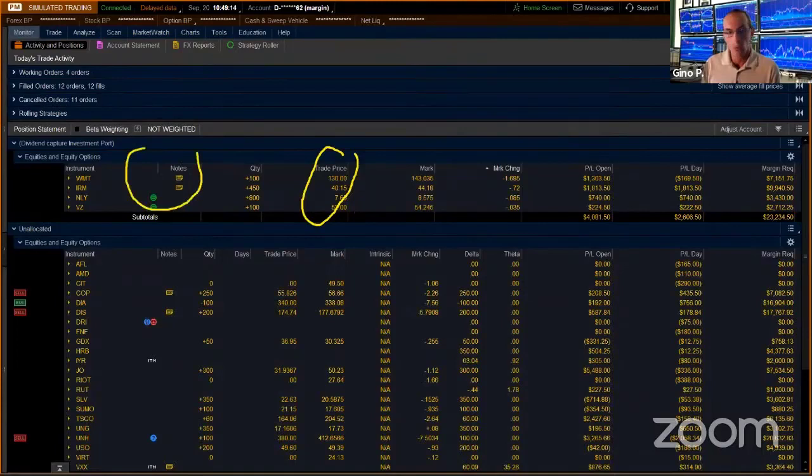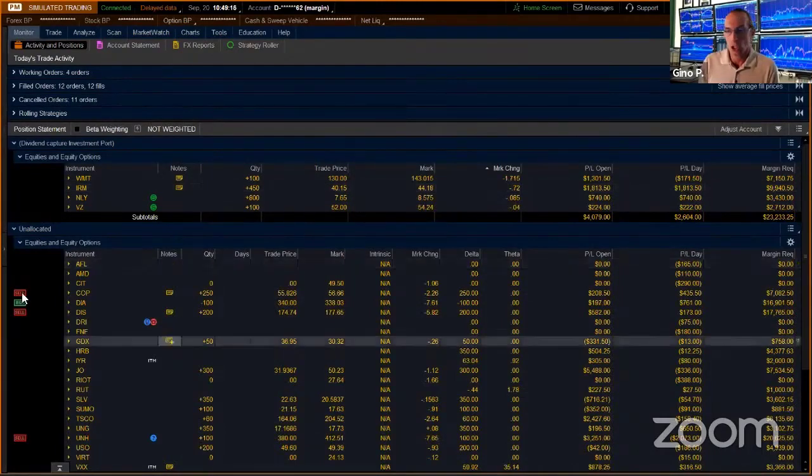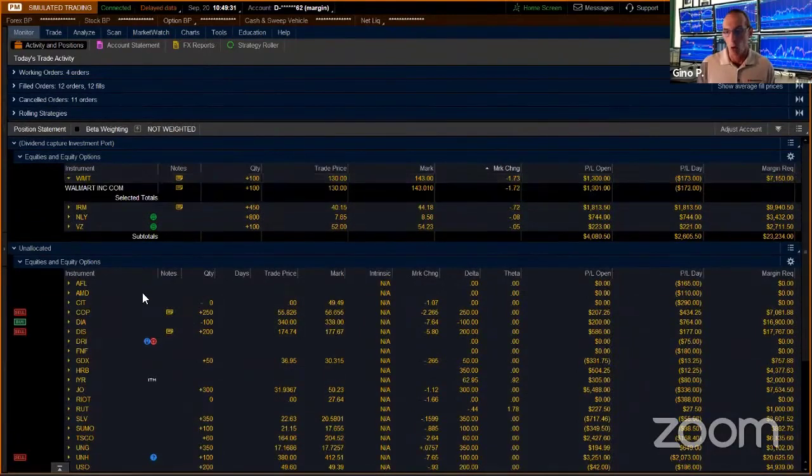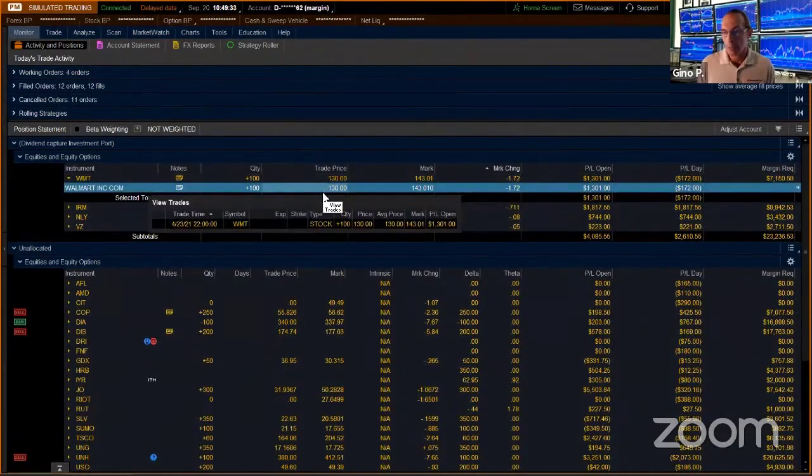Here's my notes. Now, what makes this so important is as you're managing your portfolio, you go, okay, I got 100 shares. That's the price I bought the stock at. This happens to be my investment portfolio for dividends. For example, I'll hit Walmart here. Here's my trade price. I left click it. It tells me the date and time, the price I got it at, what have you.